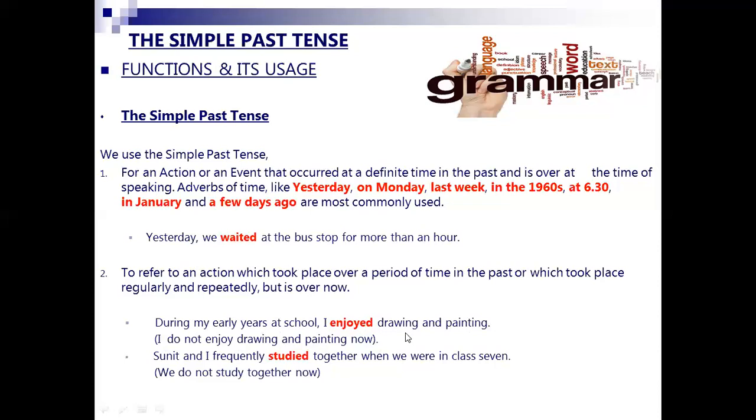So this sentence shows this action was happening in the past. This action used to happen in the past. Let's see the second example. Sunita and I frequently studied together when we were in class 7. So Sunita and I used to study together when we were in 7th standard. It means we do not study together now. Now the action is not going on. They used to study.